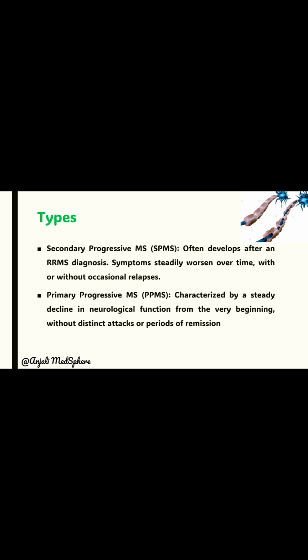In primary progressive multiple sclerosis, there is no flare up or remission. From the beginning, there is a steady decline in the patient's neurological function. There is no period of attack and period of remission. That is primary progressive multiple sclerosis. So these are the four main classifications of multiple sclerosis.